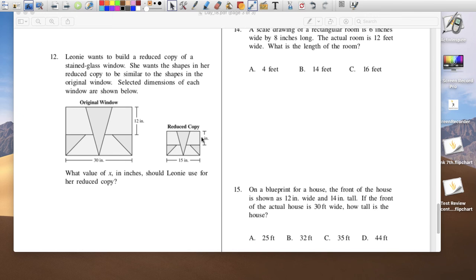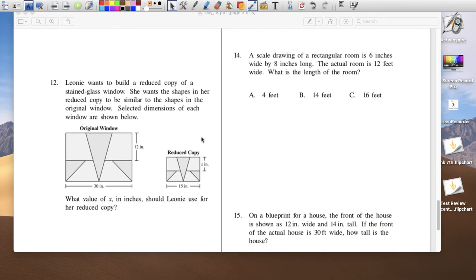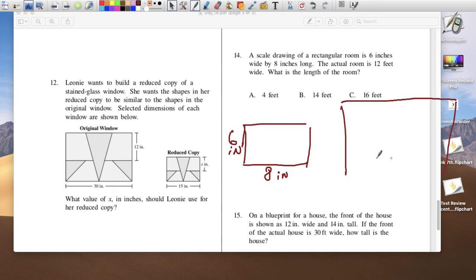Question 14. Scale drawing of a rectangular room. So we have a rectangular room, 6 inches by 8 inches. So I guess this is 6 and this is 8 inches. The actual room is 12 feet wide. We're missing this one. Quickly, times 2. Uh-oh, no, I'm making the same mistake. So this is 12 feet.